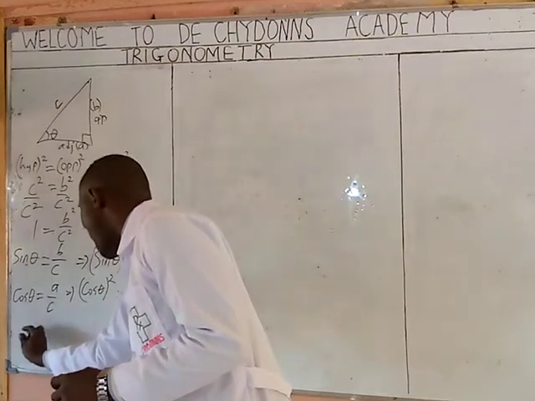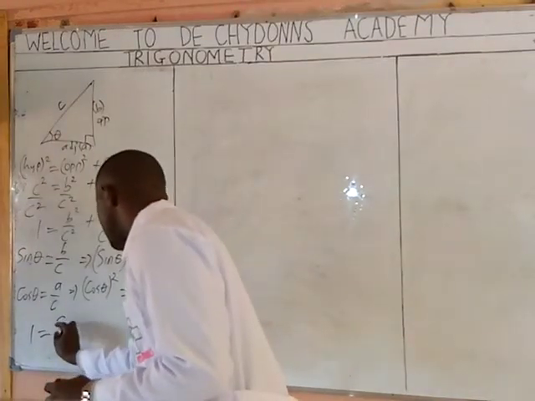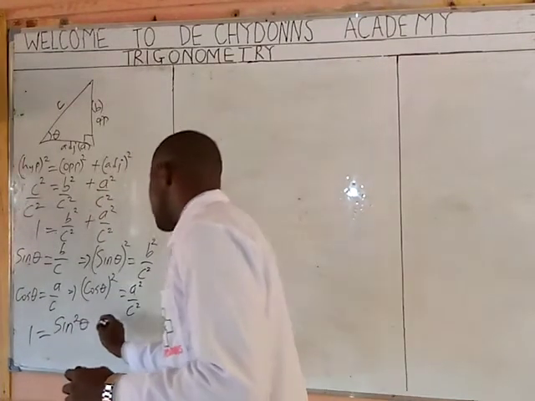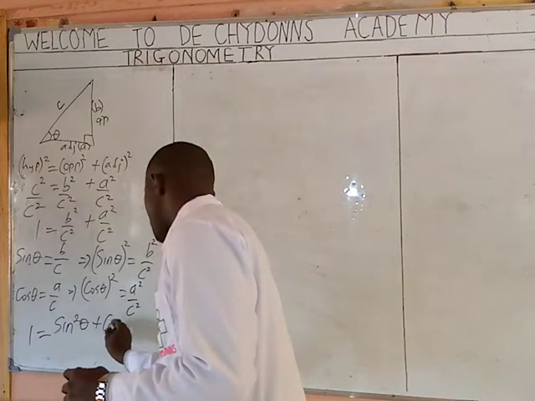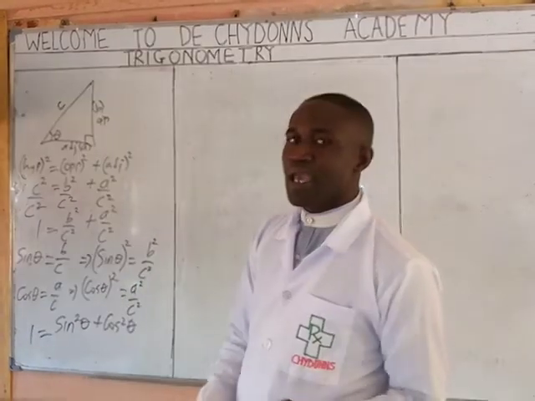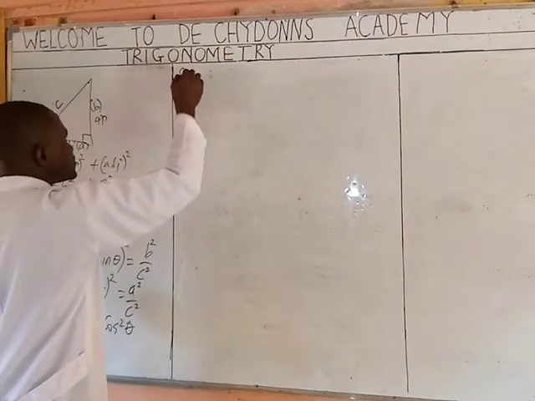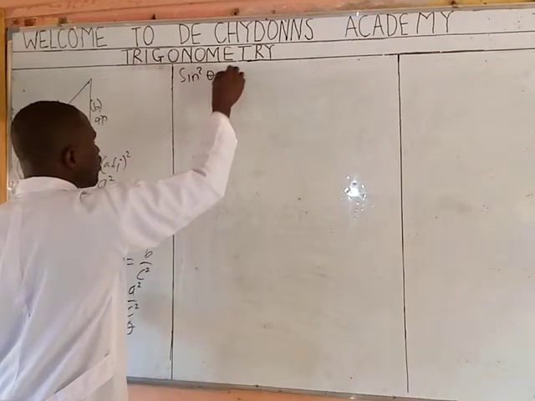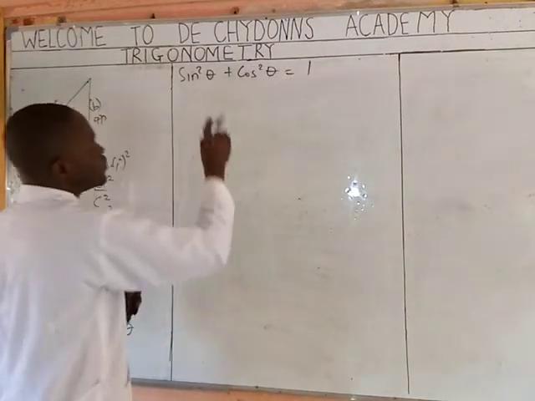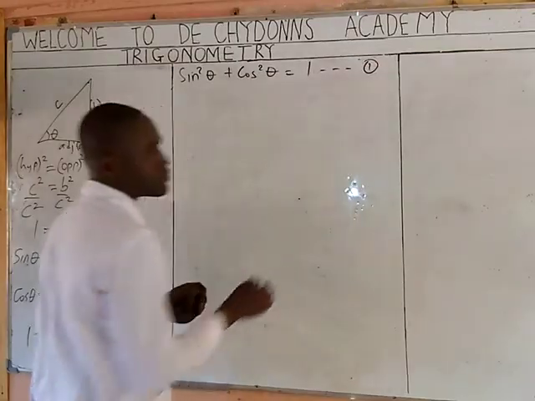That means that 1 is equal to sine squared theta plus cos squared theta. This is equation 1 in trigonometry. We write it here: sine squared theta plus cos squared theta equals 1. We call it equation 1.